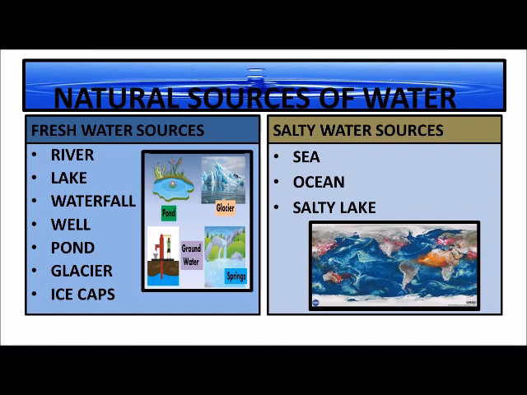Now secondly, we have salty water. The sources are sea, ocean, and salty lakes. Most of the Earth's surface is covered by oceans and seas, that is salty water. This water is not fit for drinking or cooking, but it is very important because we get our natural salt from the sea water.